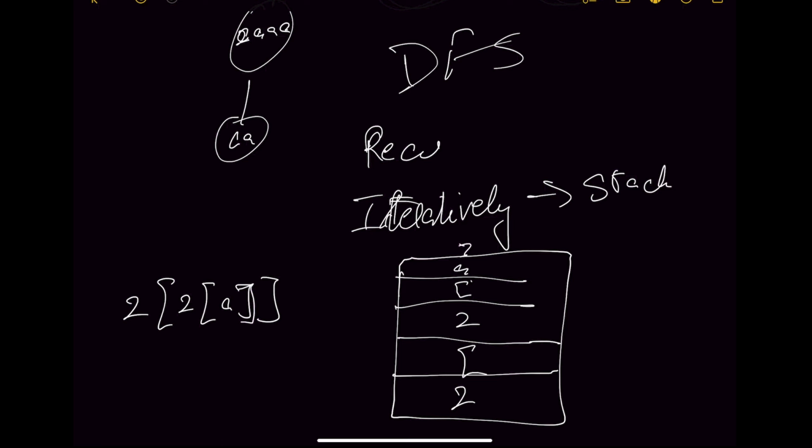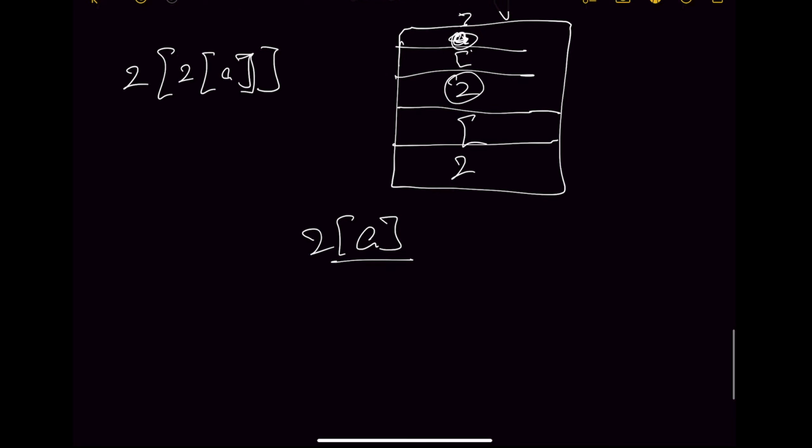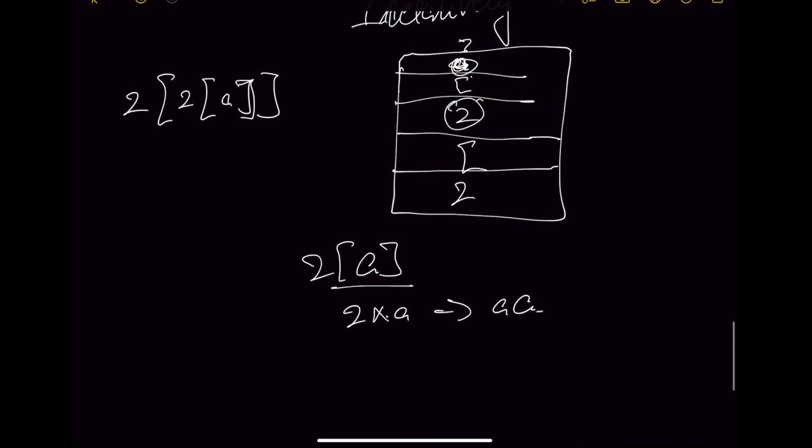Once we get the closing bracket, we take the top of the stack and wait for the opening bracket. So we pull out A, and then we wait for a digit. Once we get the digit, which is 2, we can get an output, 2 times A, which is AA. We can do this for the whole stack while the stack is not empty. So let's see how this would look in the code.